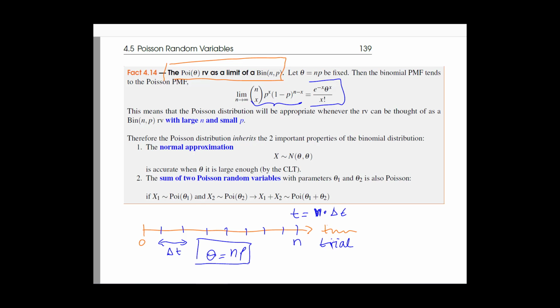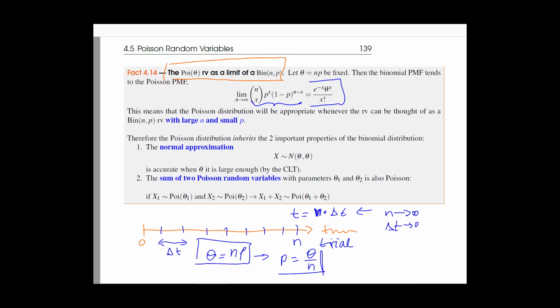And that's in the next page. So please go through that proof. Let's just focus on the intuition here. And again, from here, you see that p is theta divided by n, right? So that's your first important equation. So we replace p by theta divided by n, and then we take the limit of n going to infinity. Right, and notice that n going to infinity is the same as delta t going to 0. They're equivalent statements, right?